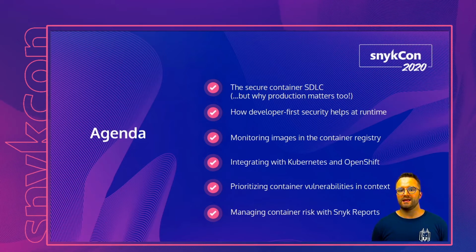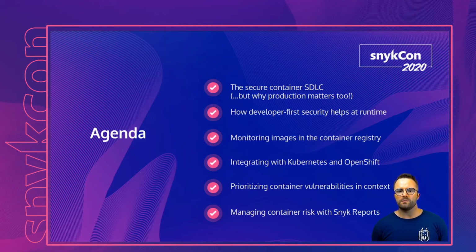I'll then show how to integrate Snyk with common container registries, including Docker Hub and Amazon ECR, to provide one-click monitoring of containers after they've been pushed to your registry. We'll take that a step further if you're running in a Kubernetes environment and talk about the advantages of integrating Snyk directly into your production cluster, whether you're running a bare metal or cloud-based Kubernetes platform or on OpenShift.